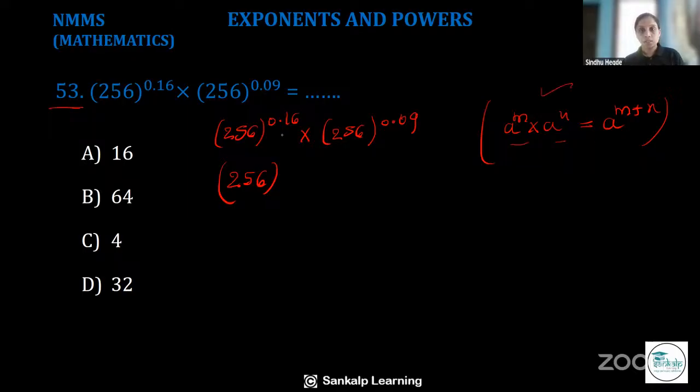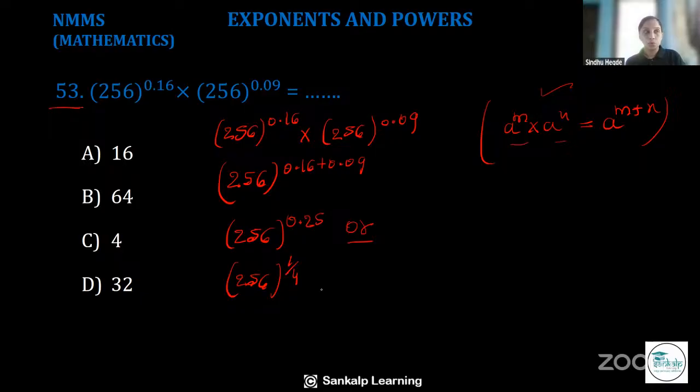Add the powers, 0.16 plus 0.09. We get 256 raised to 0.25. When we add 0.16 plus 0.09, we get 0.25. 0.25 is nothing but 1 by 4. So in the place of 0.25, take 1 by 4. 256 raised to 1 by 4.